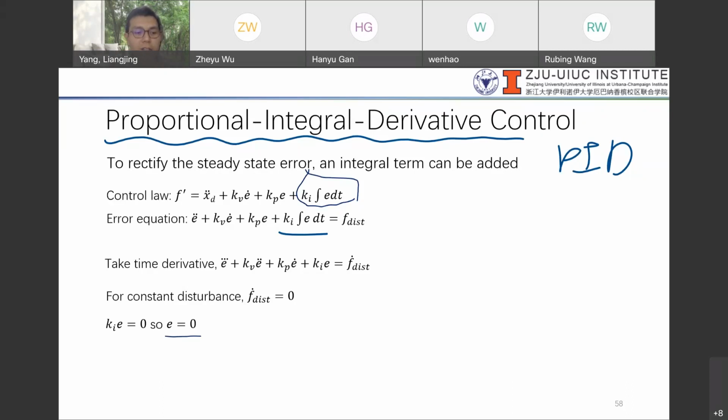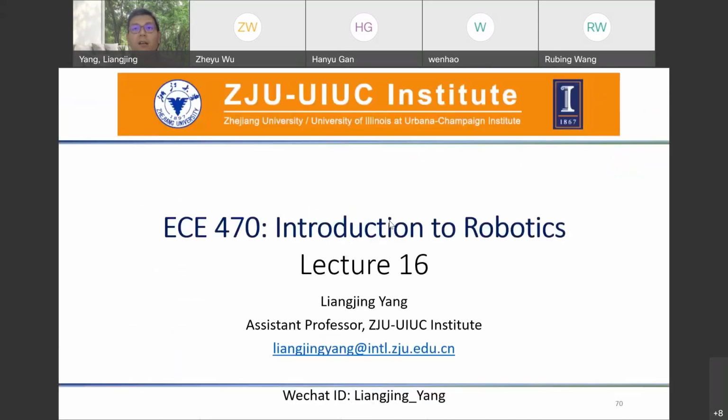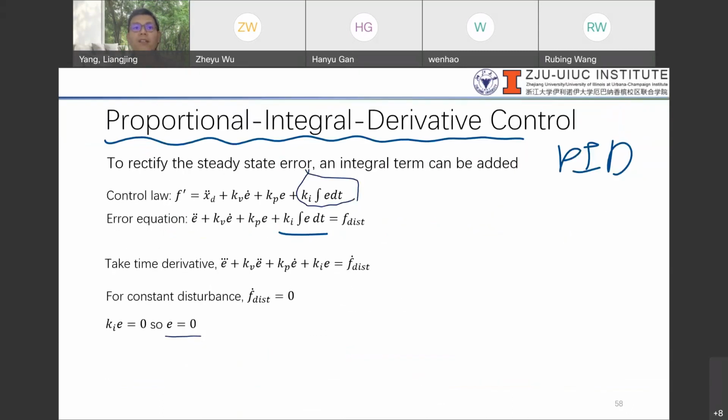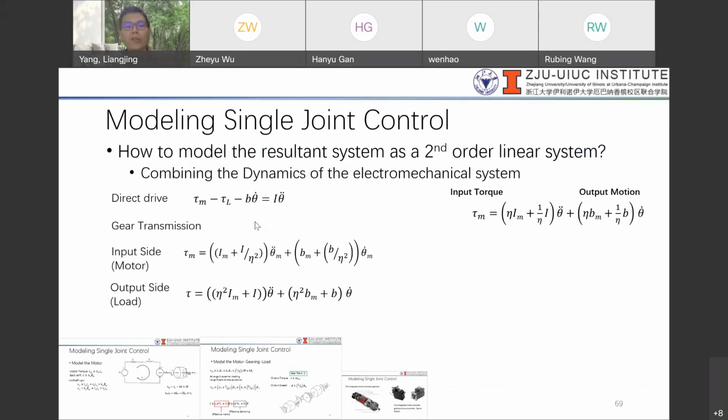In our next lecture, we're going to come back to look at the modeling of a single joint, and how we can use what we have learned, or what we have revised, on second order systems and control for second order systems, and relate it to our single joint control. Then we will move on to other forms of control scheme and eventually non-linearities and force control.